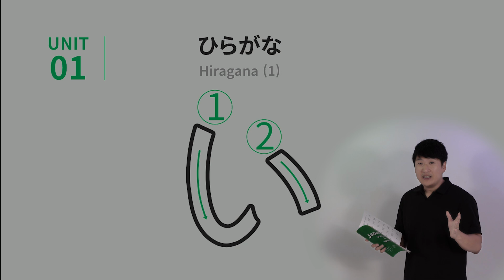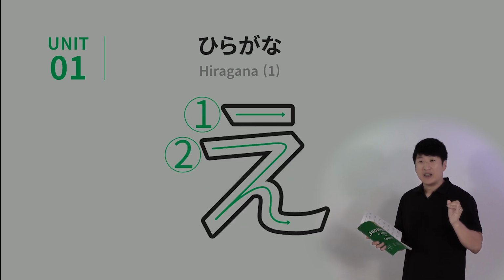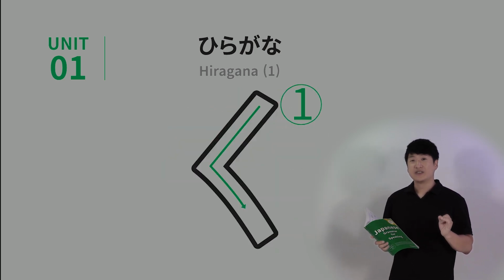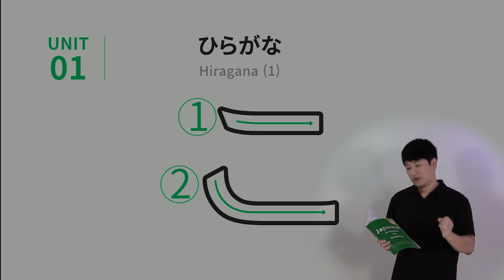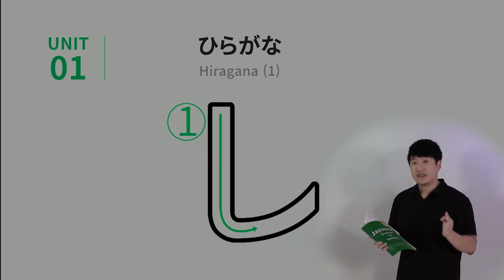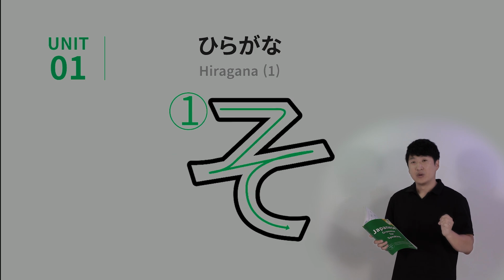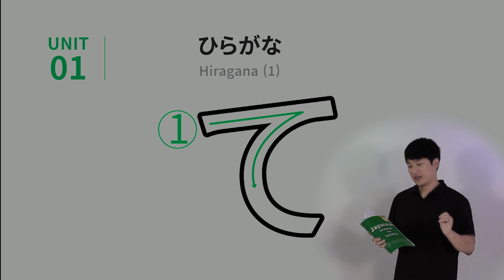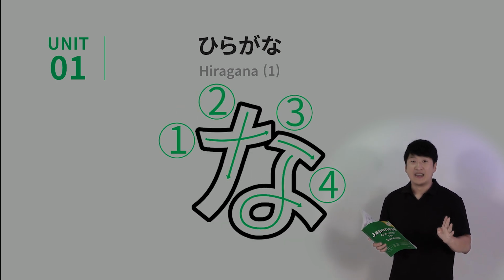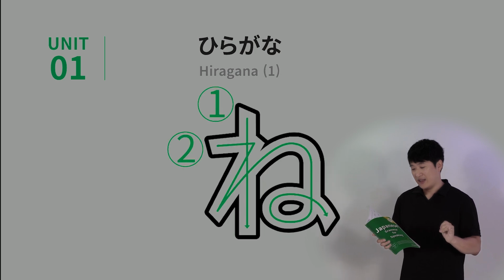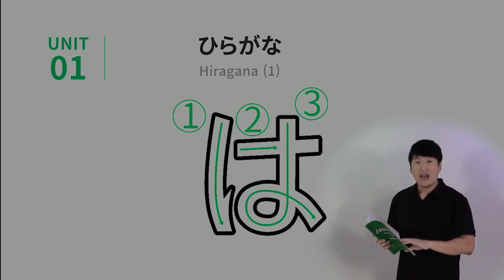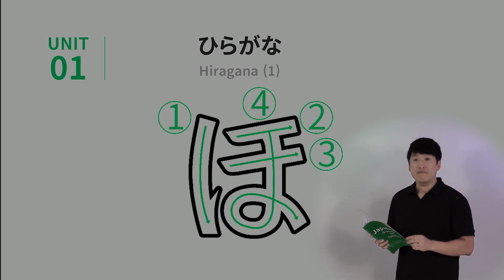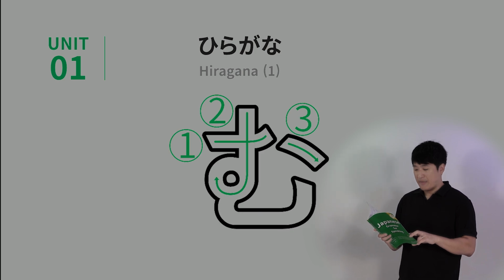A, I, U, E, O. Ka, Ki, Ku, Ke, Ko. Sa, Shi, Su, Se, So. Ta, Chi, Tsu, Te, To. Na, Ni, Nu, Ne, No. Ha, Hi, Hu, He, Ho. Ma, Mi, Mu, Me, Mo.